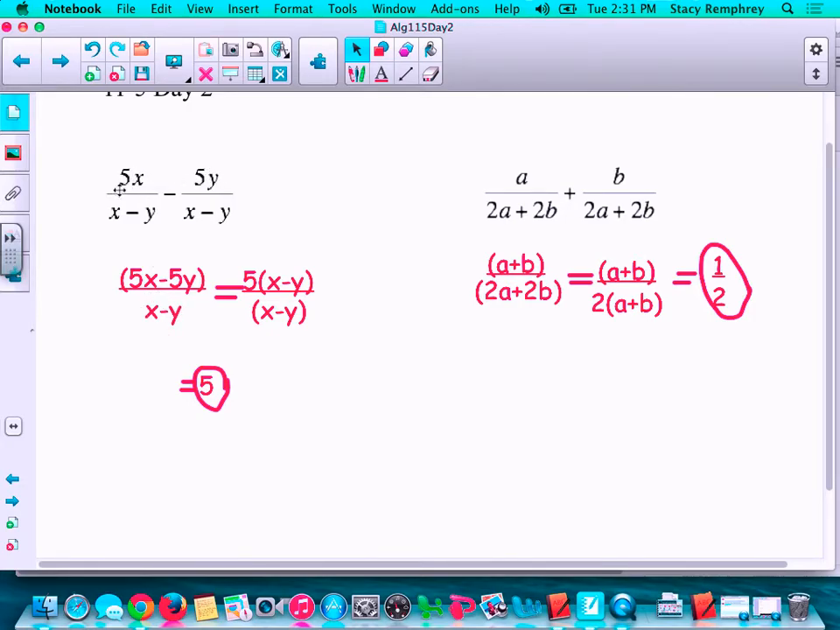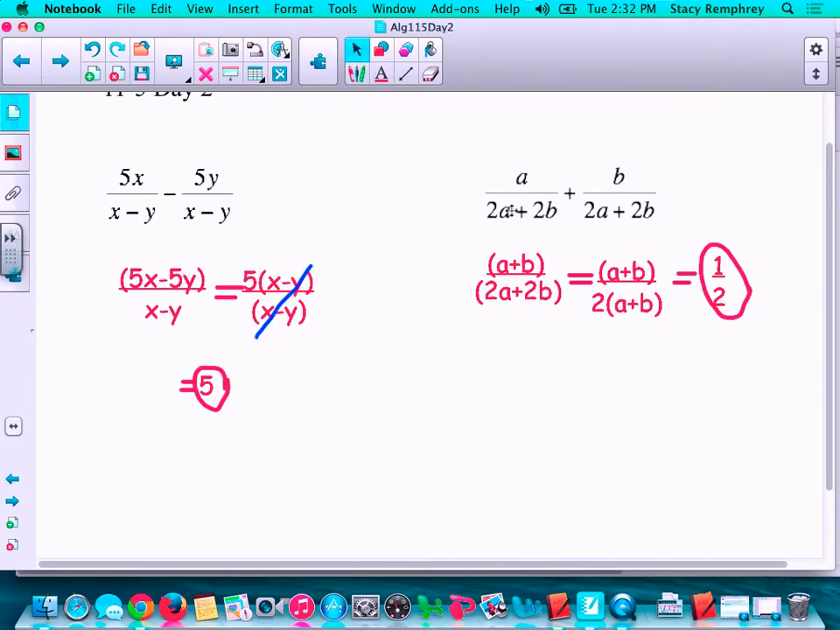And I rewrote the top 5x minus 5y. Since I already had a common denominator, I didn't have to do anything to that. Then I said, oh wait, this has a greatest common factor of 5. I factored that out. That led me to having two common factors. x minus y divided by x minus y gives me 1. 5 times 1 is 5.